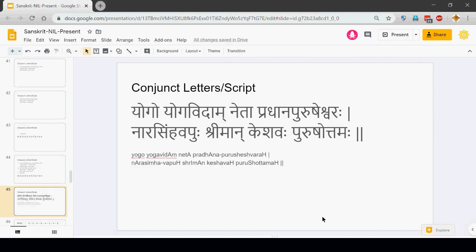Pradana purushe ksharaha. Here the pradha again, dha. Pradhana purushe ksharaha. Pradha, that is correct. But pradha, note that it's an aspirate with the mahaprana. The breath has to come out when we say dha, pradha. Yes, pradha, and the na, correct.